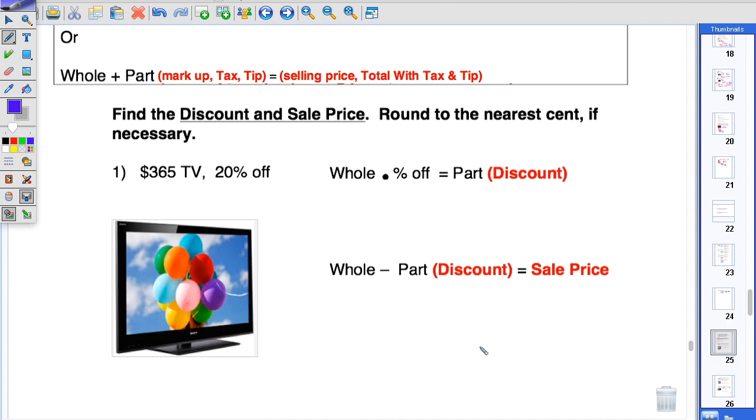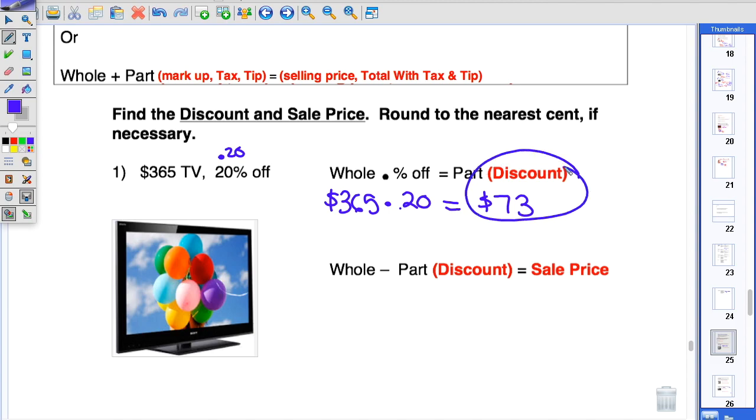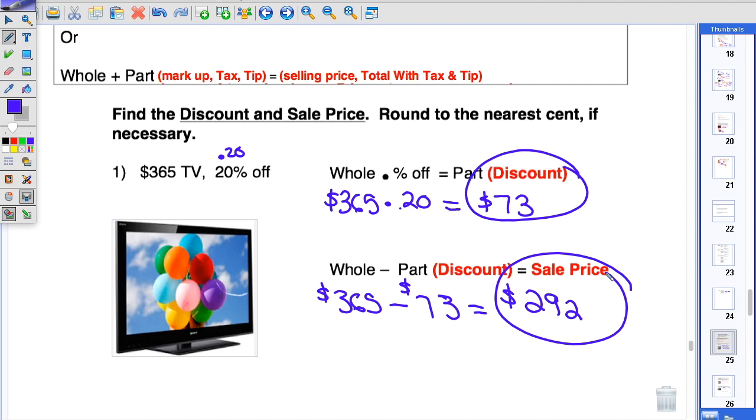So if you're buying a TV and it's $365 and it's 20% off, that means you're saving 20% and you're only paying the rest. So your whole is $365 times your percent as a decimal. So we move our decimal 2 places to the left. So it's 0.20. And when we use our calculator to multiply, we end up getting 73. That's how much the discount is, how much the savings is. To find the sale price, it's your $365 minus the part, which is $73, and that gives you your sale price of $292. So that's how much you would pay for that TV if it was 20% off.